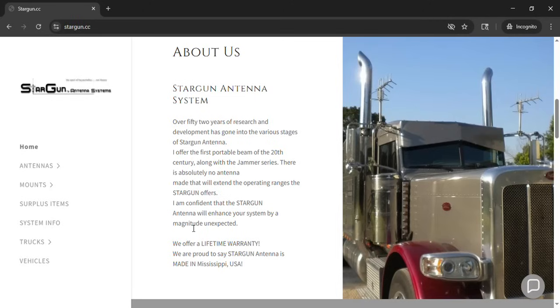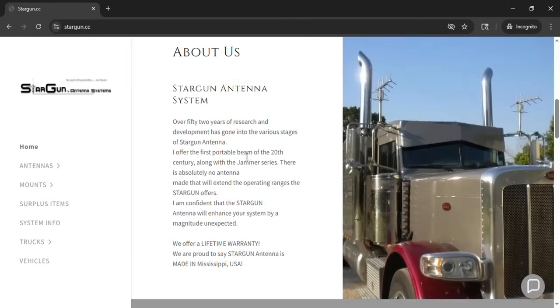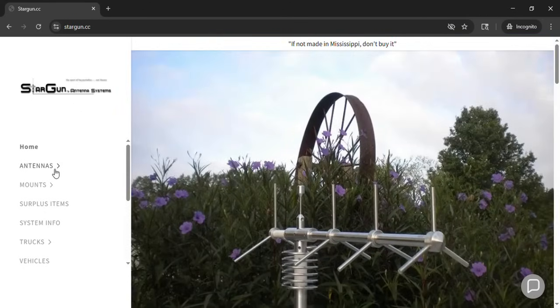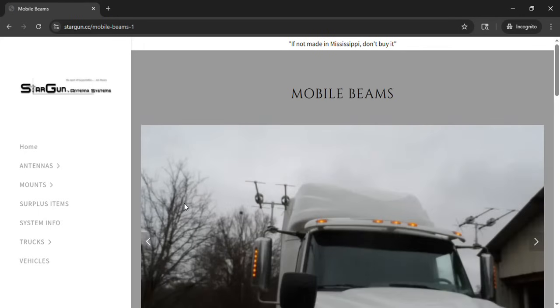Well, I might not disagree with that, because if you're expecting one of these beam antennas to be the greatest thing since sliced bread, you're definitely going to be enhanced in a way that you did not expect. And it's not going to be like a beam antenna. But let's get into it here. And again, I want to focus on this thing. So let's go over here to antennas, and we're going to go to mobile beams and take a look at these things. Oh, my God.